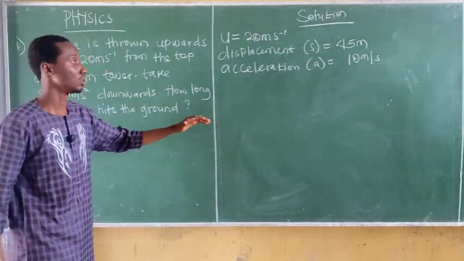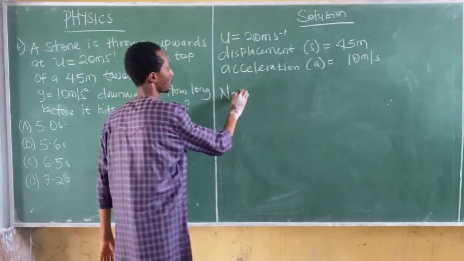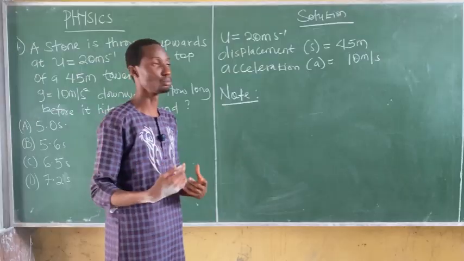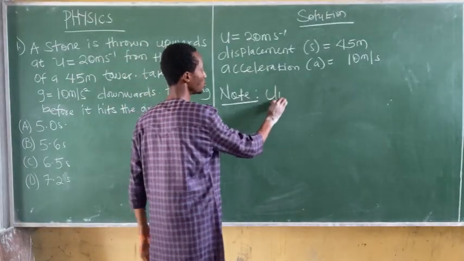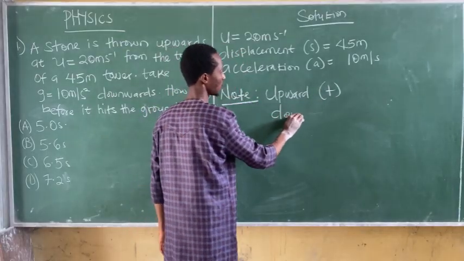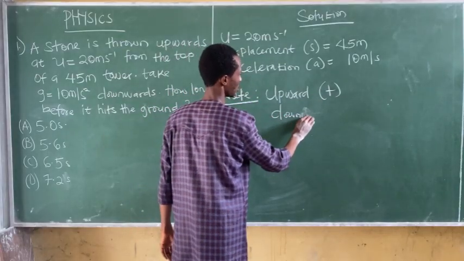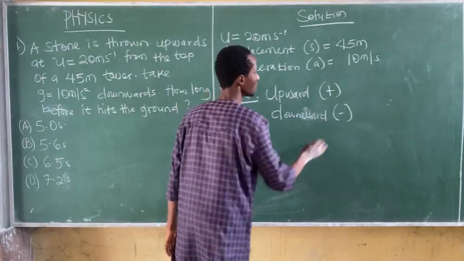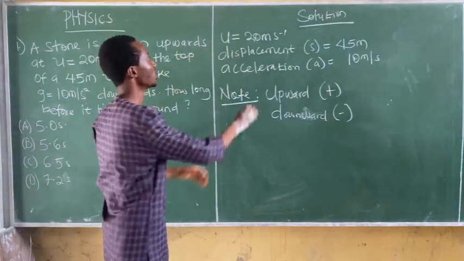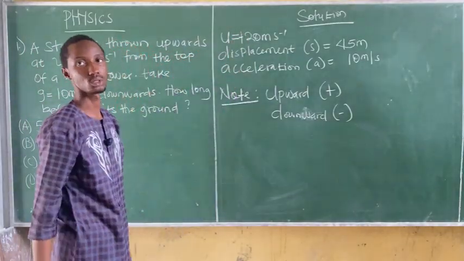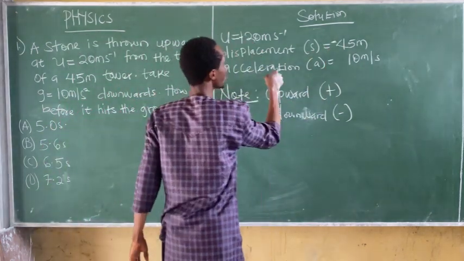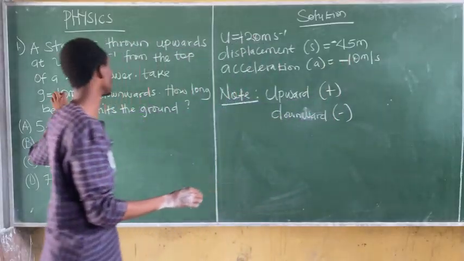Now, note that upward motion is positive, while downward motion is negative. So we have upward motion to be positive and downward motion to be negative. Here it says a stone is thrown upwards, so the initial velocity here is positive since it's going upwards. Displacement here is downwards, and acceleration due to gravity is also what? Downwards from the question.